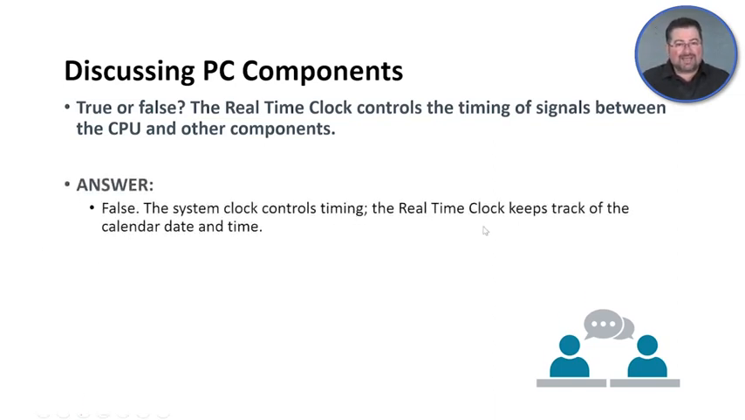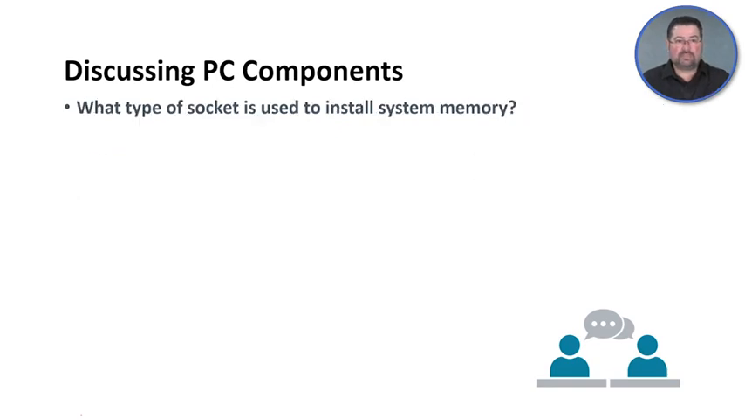The system clock is the drummer. The system clock is the drummer that controls the timing. The RTC, remember, just keeps date and time. That's what happens. So when we unplug it and put our computer in a closet for 3 months, when we pull it back out, it miraculously knows the date and time. That's from that little CMOS battery.